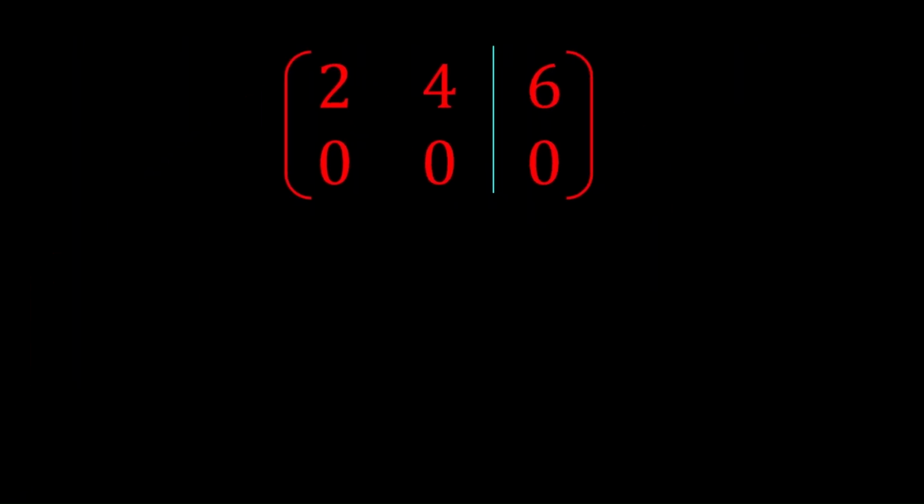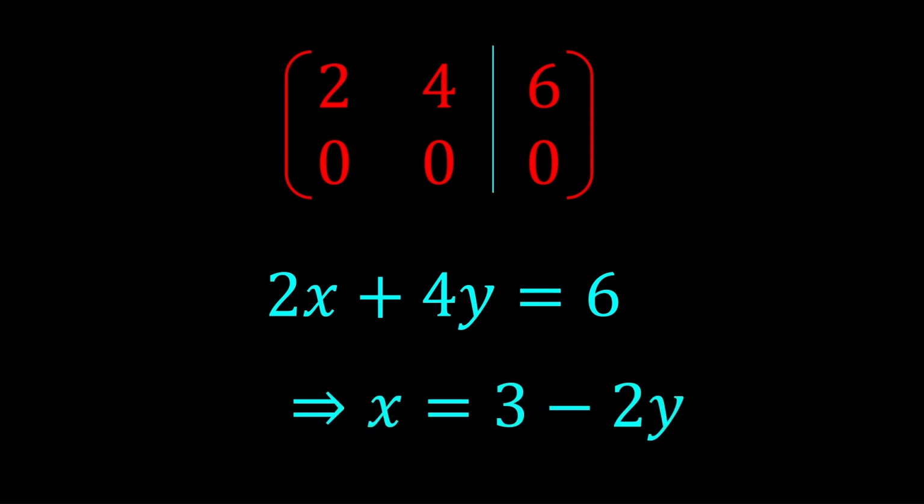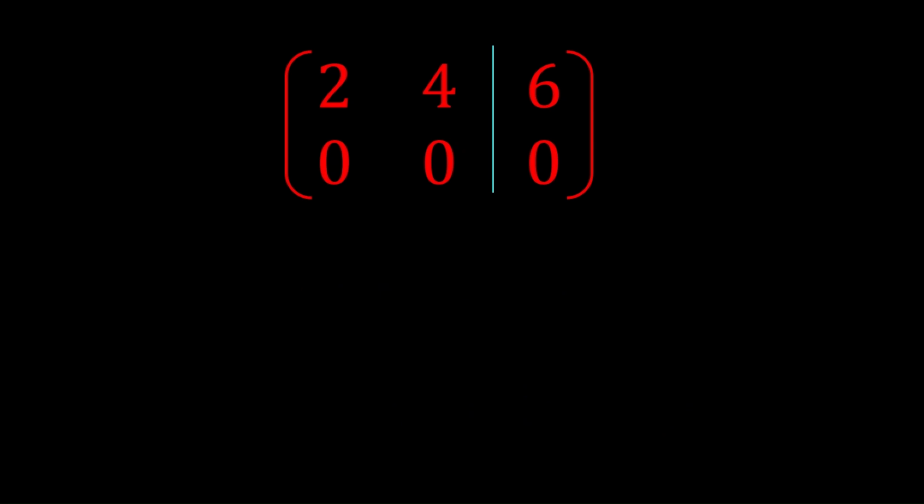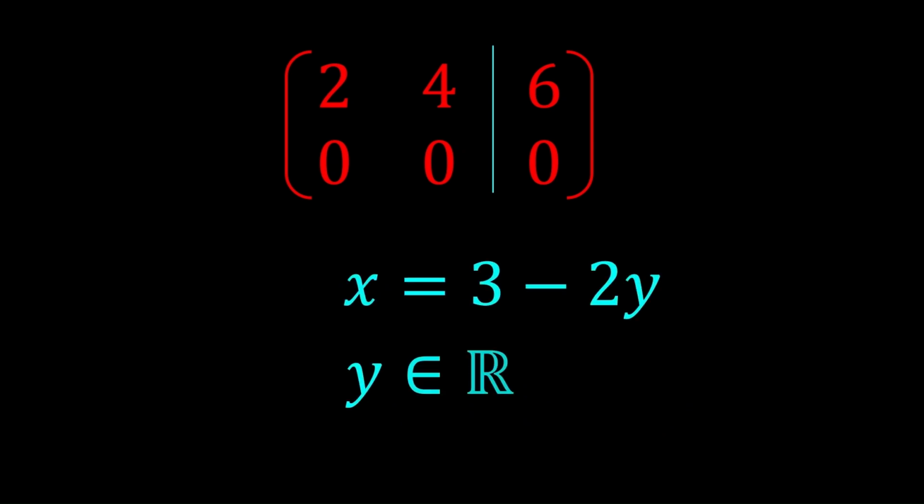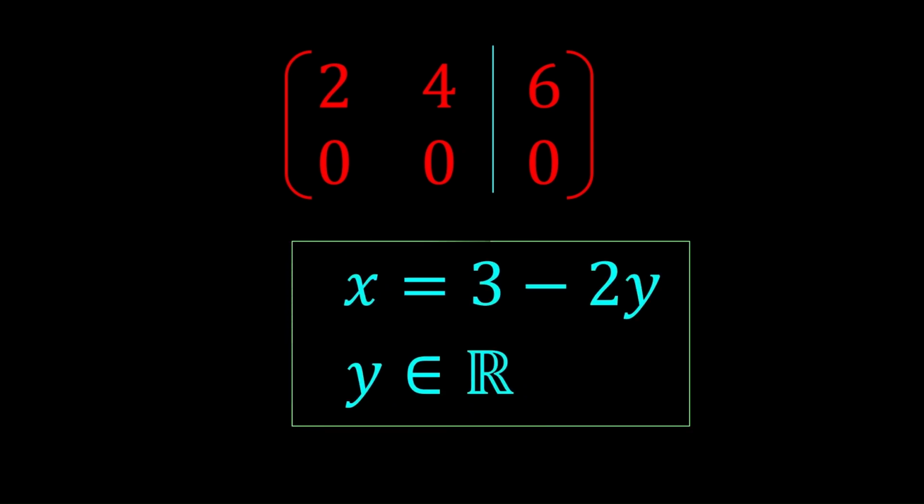What on earth does this second row mean? 0x plus 0y equals 0. 0 equals 0 is basically what it's saying, right? That doesn't help us at all. That's always true. Only the first equation is actually giving us information about x and y. We can't solve for x and y, like we can't get actual numbers, but we can solve for x in terms of y. And y can actually be anything, any real number, or even complex if you really want to, but any real number, I guess. So there are infinite solutions here.